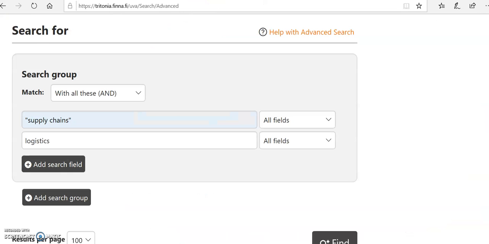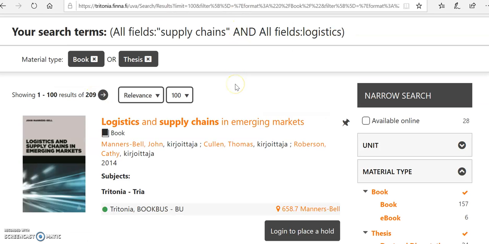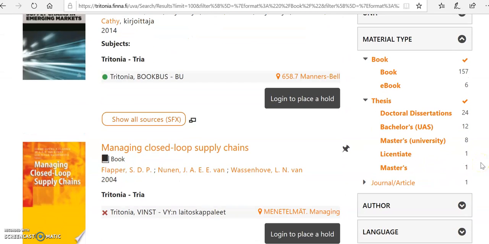Here's an example in the University of Vaasa. Here we have a phrase supply chains and the term logistics, and they're combined with the Boolean operator AND. And here you can see that the term supply chains has stayed as one package of words as we wanted, instead of appearing as individual words in the search results. And under material type, you can see how many books, e-books, or theses you got.